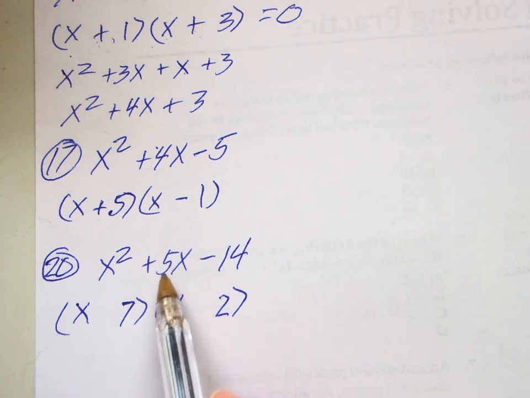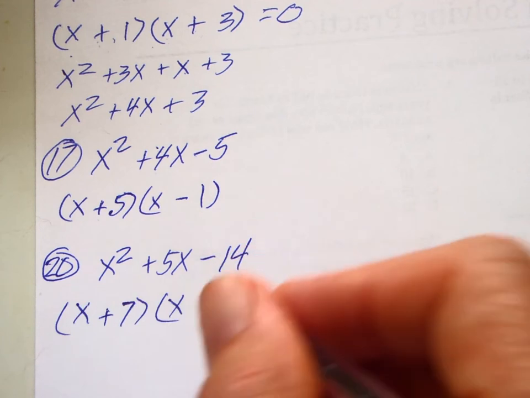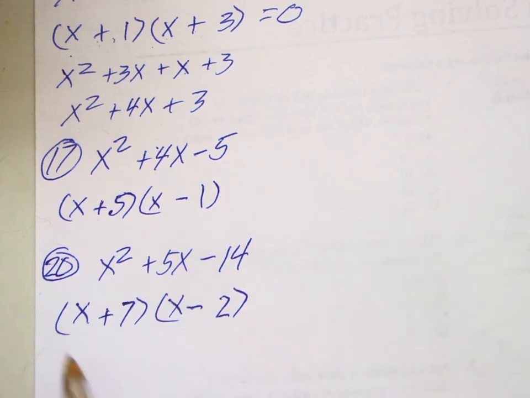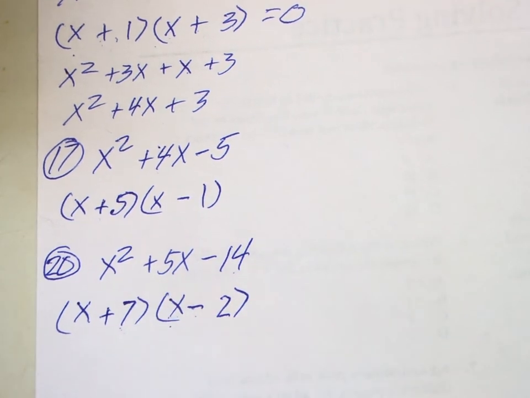We don't want it to be minus. We want the big one to be plus. So the 7 is going to get the plus, and the 2 is going to get the minus. That'll give us x squared. It'll give us minus 14. It'll give us 7x and minus 2x. 7x minus 2x is 5x. So that works.